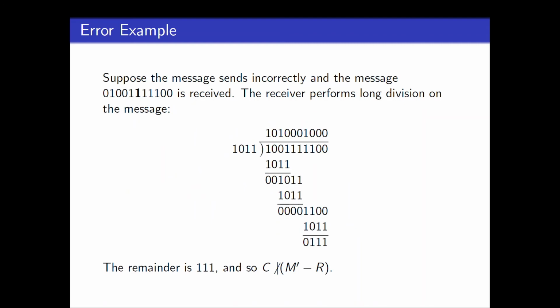So now say that there was an error in the message. There's a bolded 1 there in the message at the top, where we have a 0 that was flipped to a 1. Now when we perform this long division, as you can see, we end up with a remainder of 1, 1, 1, x cubed plus x plus 1. This obviously is not 0, and so we know that C does not divide the received message. And so there was for sure an error that occurred.